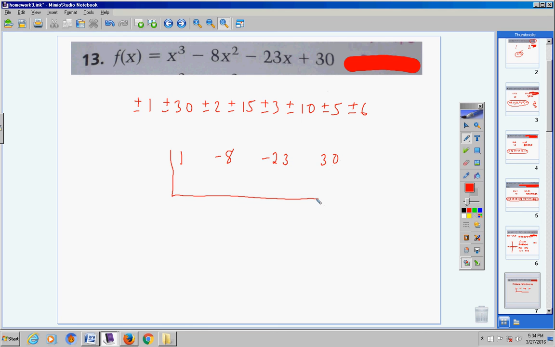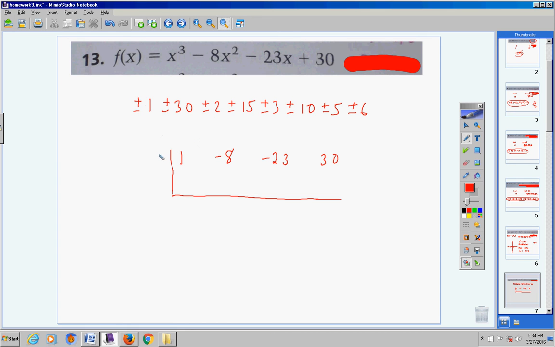Now, let's make sure we have the right amount of numbers. We have 4 numbers here. My degree is 3. Add 1 to that in your head, you get 4. We should have 4 numbers here, and we do. Now I'm going to start with my smallest number, then go up to 2, then 3, then 5, then 6, and then 15, 10, 15, then 30. So my smallest number is 1. I'm going to start with 1 first.